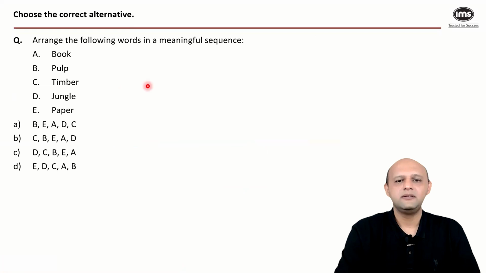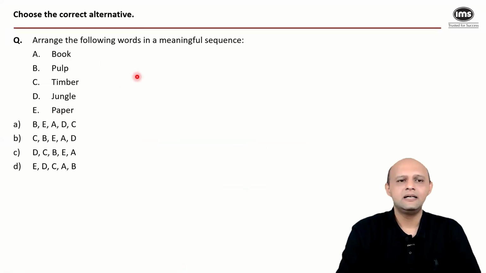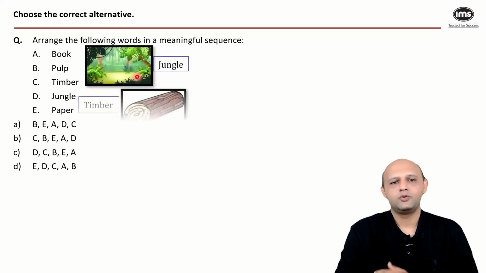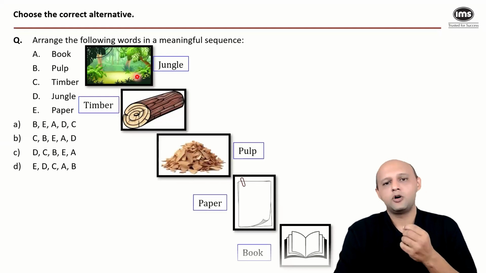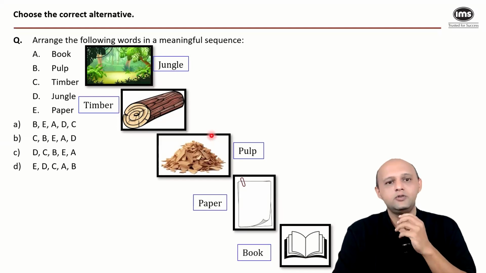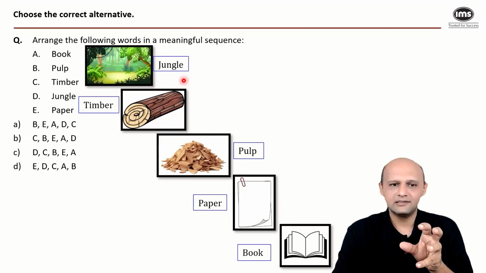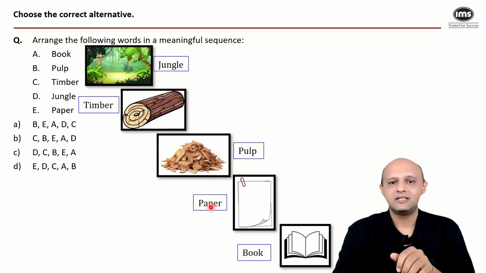Arrange the following words in a meaningful sequence. Now, all of this relates to a book, essentially. How do you create or manufacture books, so to speak? So what's the source of all of this? The source of this is wood, or pulp to be specific. So how does the sequence appear? You would have to go to a jungle, find timber, create pulp out of it, then generate paper, and combine papers to form a book.